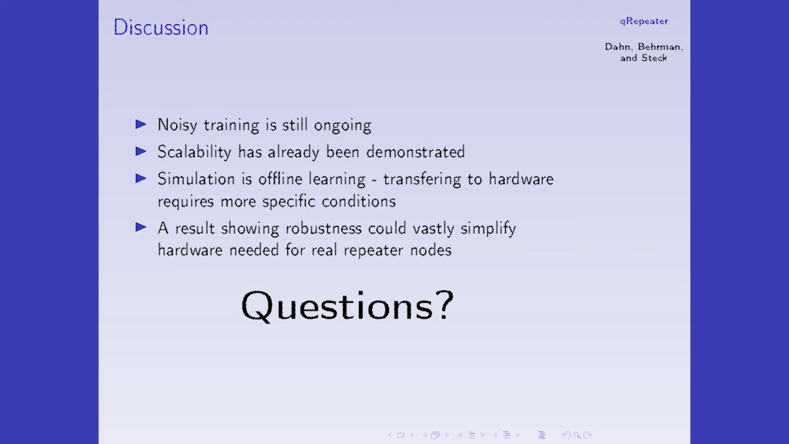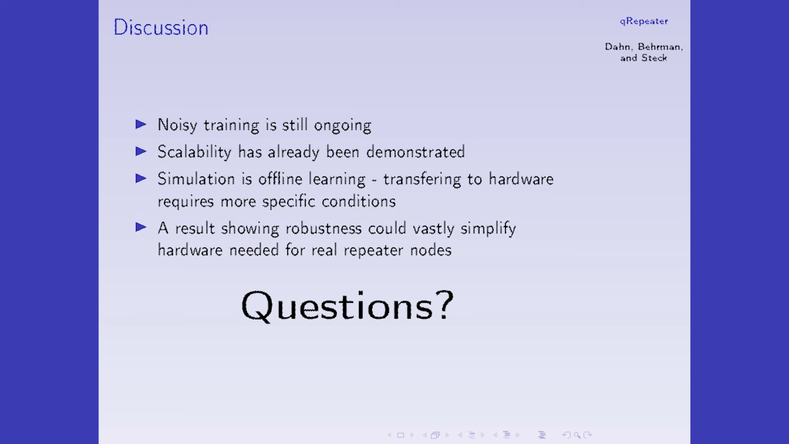So to wrap it up, our noisy training is still going on to test the robustness, but we are seeing trends towards more robustness at larger systems of qubits. We have already demonstrated the scalability of the system via our transfer learning, which was one of the main goals of the test.